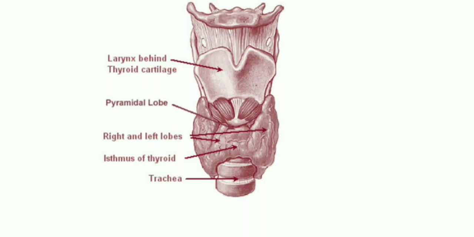Now in this picture, you can see the basic relations of the thyroid gland. You can see that the thyroid gland is situated anterior to the trachea, and you can see some part of the lobes of the thyroid gland extending above, and they lie somewhat anterolateral to the thyroid cartilage.